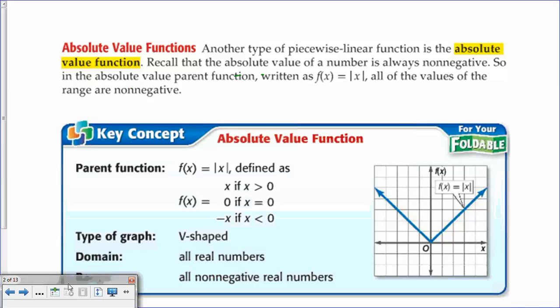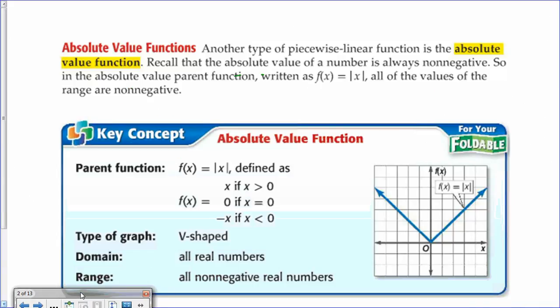Okay, first thing we need to talk about is finding the vertex. Now, all absolute value graphs, even linear graphs, they all come from a parent graph. You guys got parents, right? You came from your parents. Every graph that we graph will come from a parent graph. This is a parent graph.